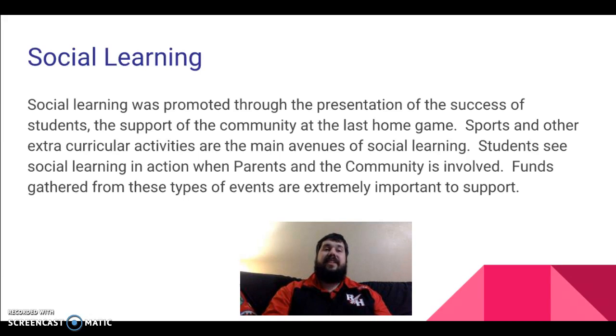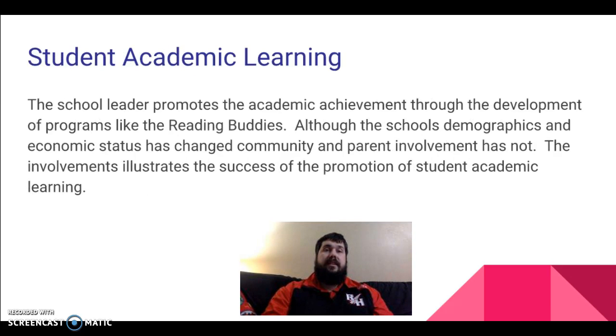Sports and other extracurricular activities are the main avenues of social learning. Students see social learning in action when parents and community are involved in the ways that they have been in this case. Funds gathered from these types of events are extremely important in order to support those continuing efforts in order to support social learning. Just like social learning, student academic learning has been proven to be effective as well. The school leader promotes academic achievement through the development of programs like the Reading Buddies. A great proof of this is that although the school's demographic and economic status has changed, community and parent involvement has not. The involvement illustrates the success of the promotion of the students' academic learning.